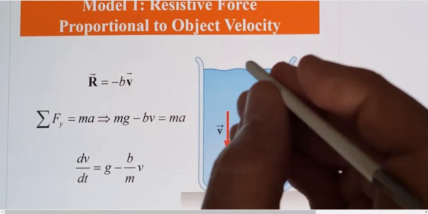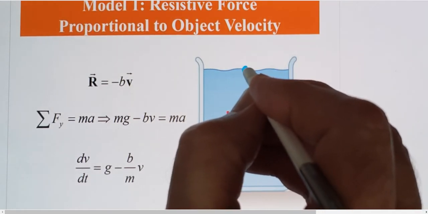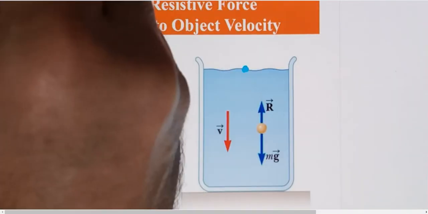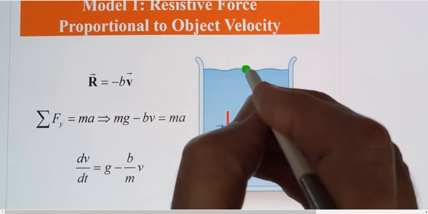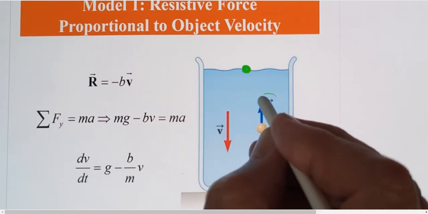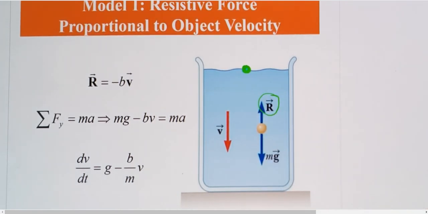So at the beginning, V is 0. So at the beginning, velocity is 0, and then it starts to accelerate due to gravity. And as it starts to move with the velocity inside the liquid, you start to have a resistive force pointing up.